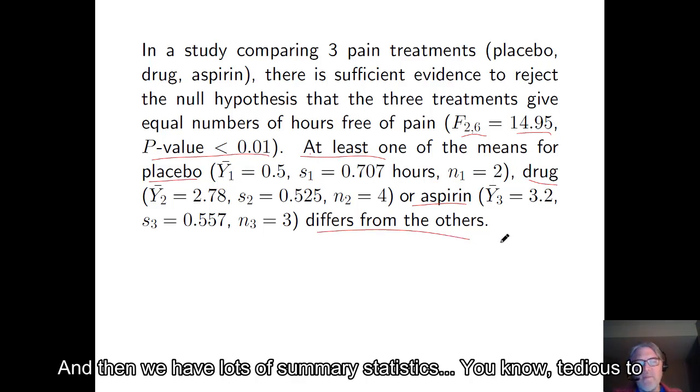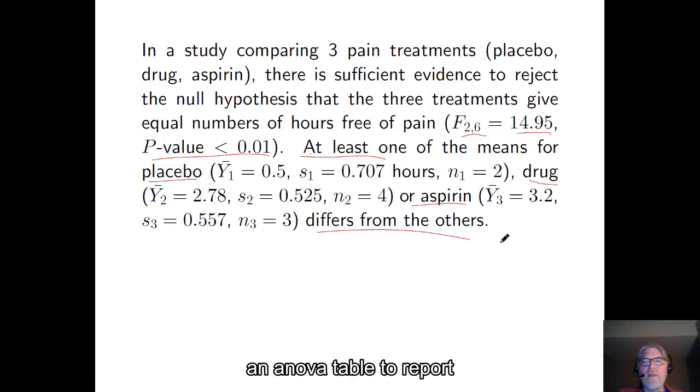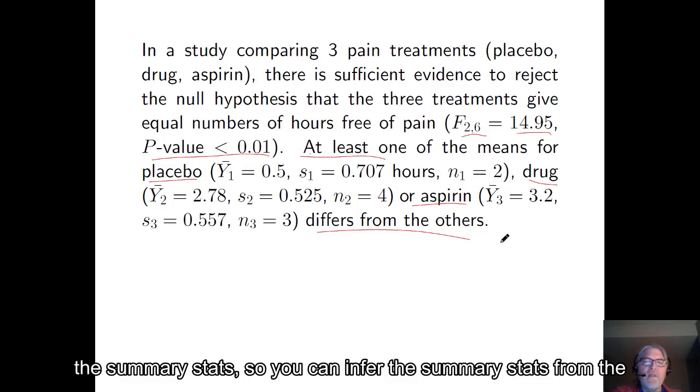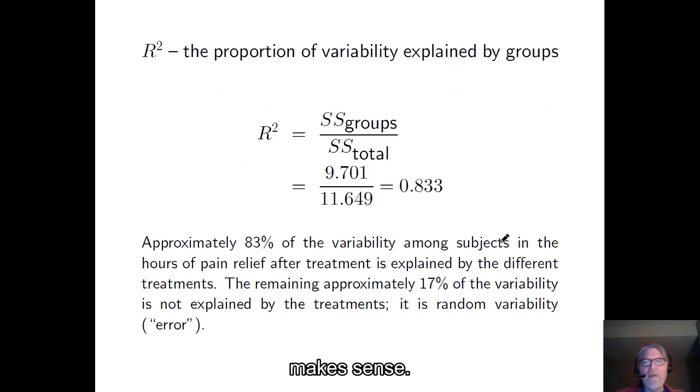And then we have lots of summary statistics. It's tedious to report that. And in fact, a lot of people just rely on an ANOVA table to report the summary stats. So you can infer the summary stats from the table as well. Hopefully that makes sense.